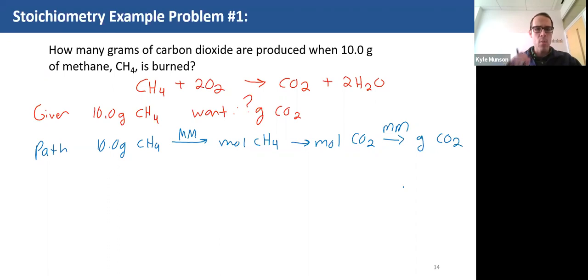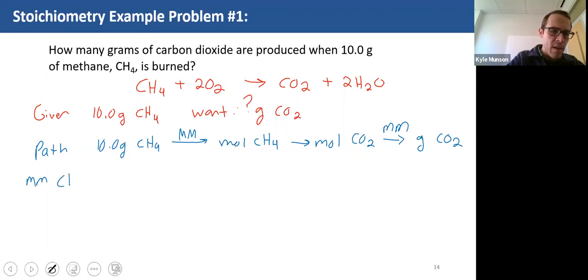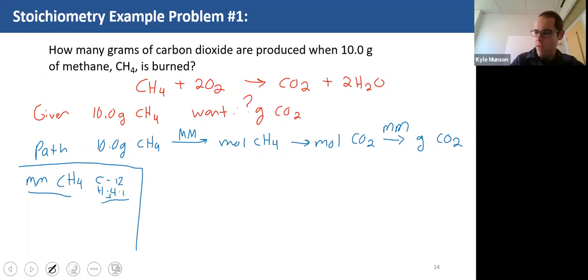So what we're going to do here, I might run out of room actually, is calculate the molar mass of both substances. The molar mass of CH4, let me give myself a little box here. We have carbon, 12, hydrogen, 4 times 1. So this is 16 about. And then the molar mass of CO2: C, we have 12.